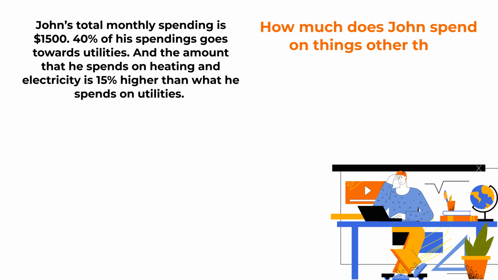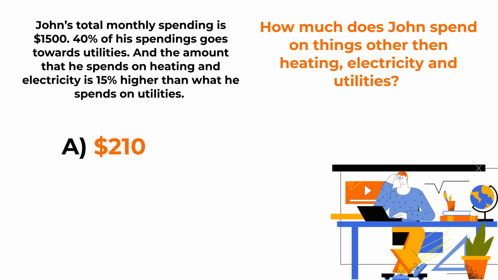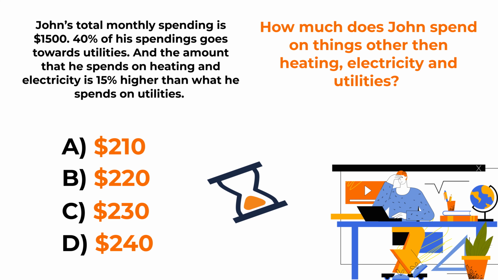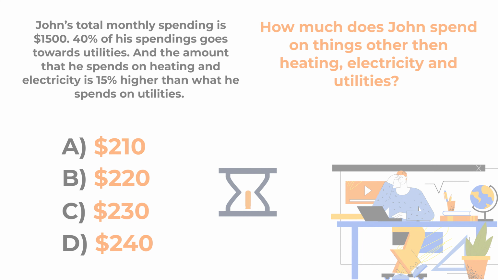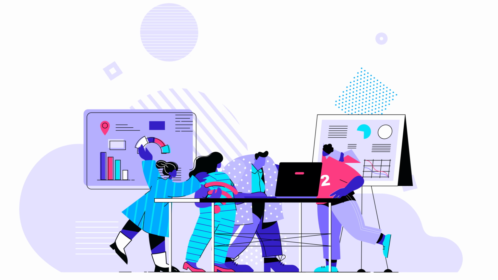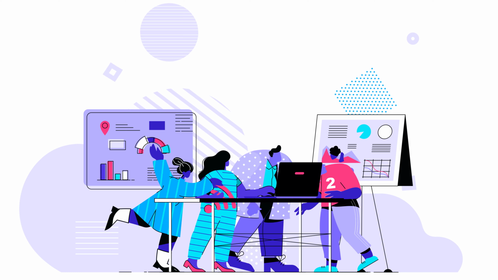You're presented with 4 different choices. Choice A, $210. Choice B, $220. Choice C, $230. And choice D, $240. Do you see the answer? Please feel free to pause this video and think about how you can calculate the amount, because the answer may not be obvious. Ready or not, I am going to move forward and teach you how to do the calculations so we can get to the correct solution together.